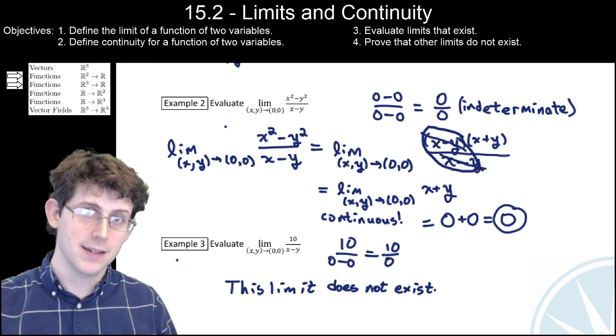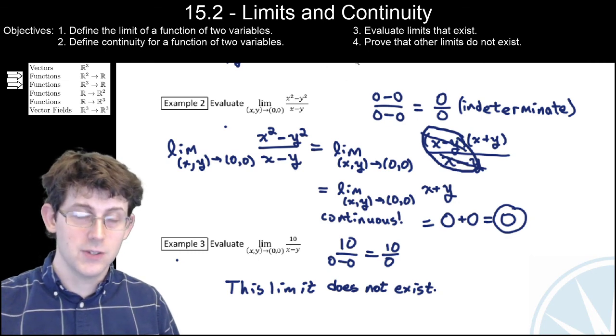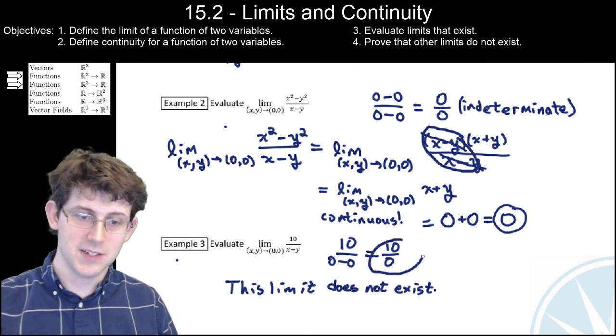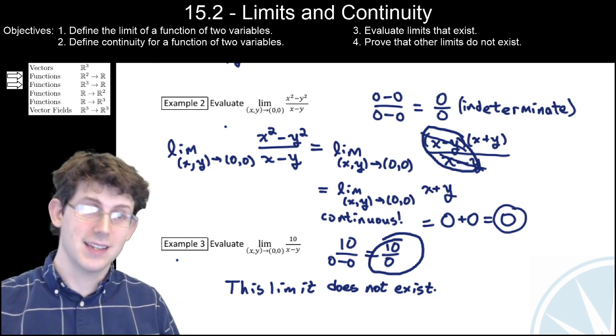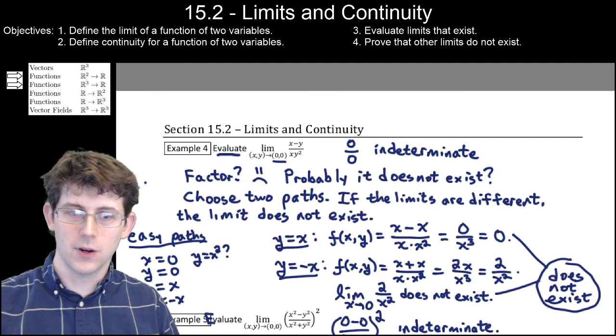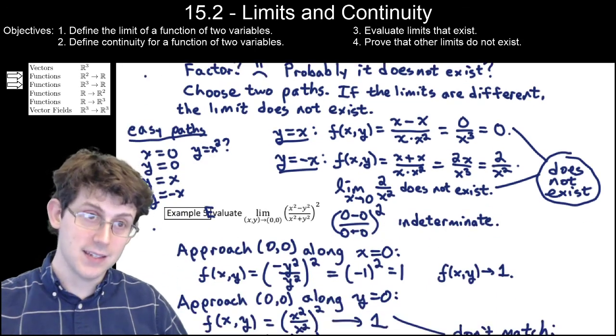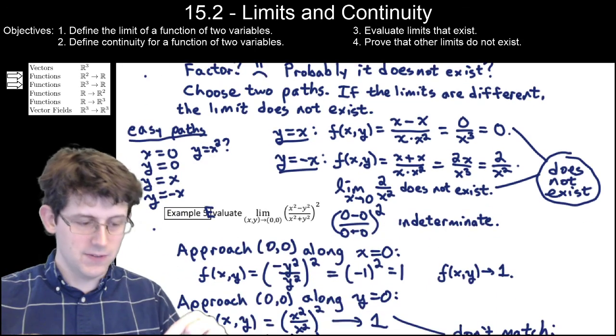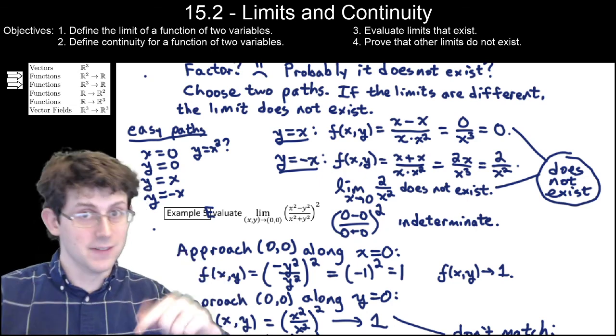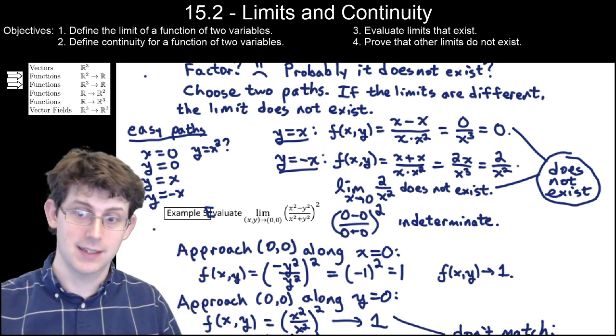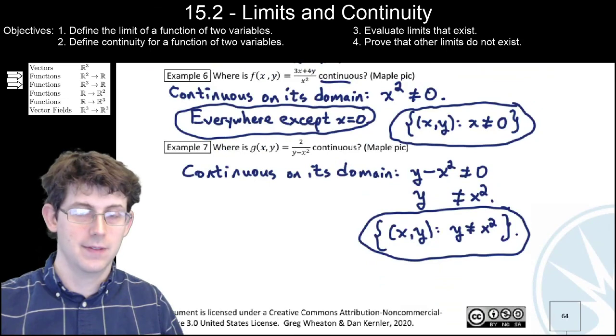That was this. Or you say, well, this is unsalvageable. It's outside the domain in a really bad way. Or in the harder cases, you go look for some different paths to approach your point from. And if you can find 2 paths that lead to different limits, then the limit does not exist. Yeah, that should do it.